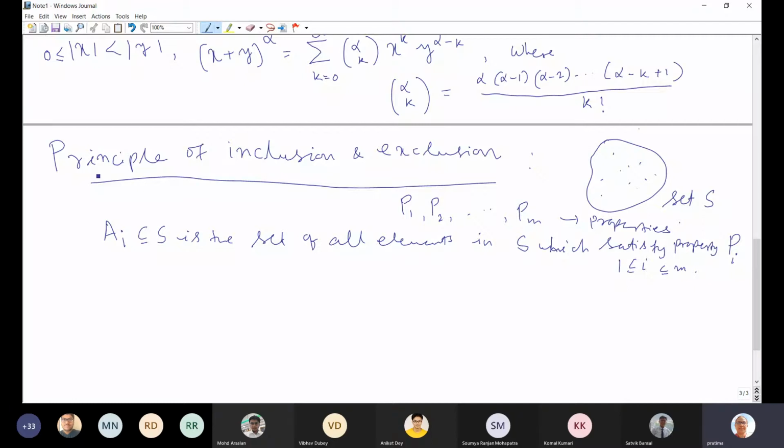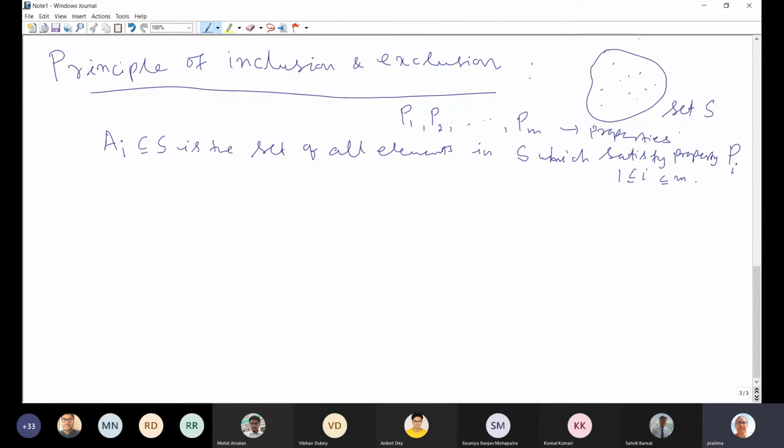Well, the principle here I'll write in a more general form, and afterwards I'll tell you a particular case or corollary of this, which in some books you will find as the principle of inclusion and exclusion. So let us see this principle. Here S, P1, P2, Pm and A1, A2, Am, these notations will be the same in this theorem.